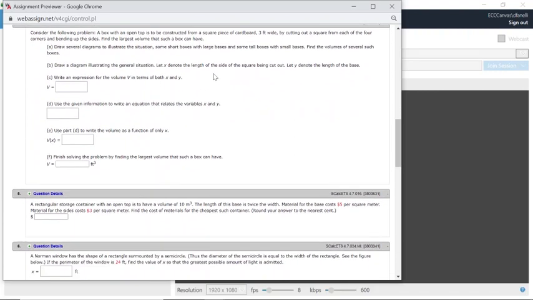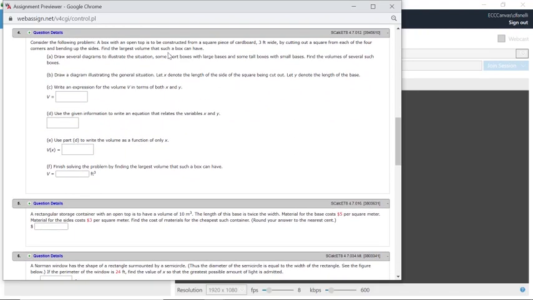Okay. Let's see, the box with an open top to be constructed from a square piece of cardboard. Consider if you had a flat, square piece of cardboard in front of you. Square, not rectangular, but square. 3 feet wide, so 3 feet by 3 feet square.